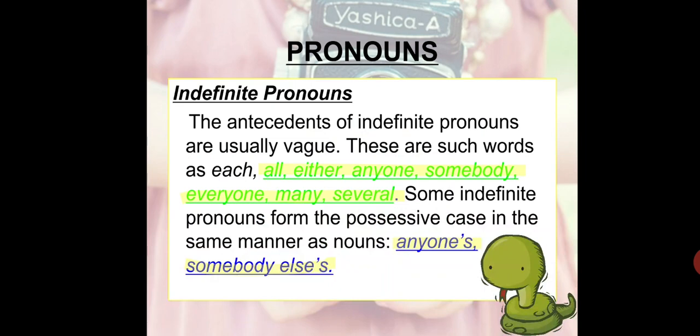Come on. So, indefinite pronouns, the antecedents of indefinite pronouns are usually vague. These are such words as each, all, either, anyone, somebody, everyone, many, several. Some indefinite pronouns form the possessive case in the same manner as nouns, anyone, somebody else's, and the likes.